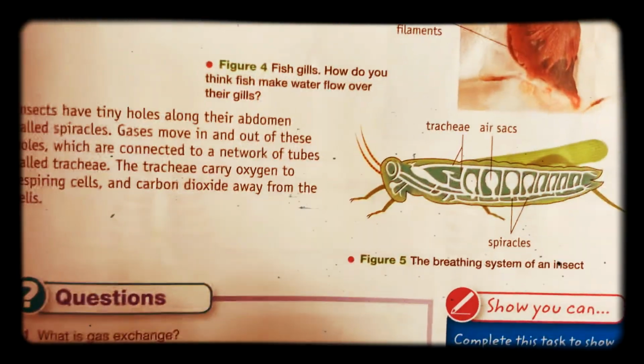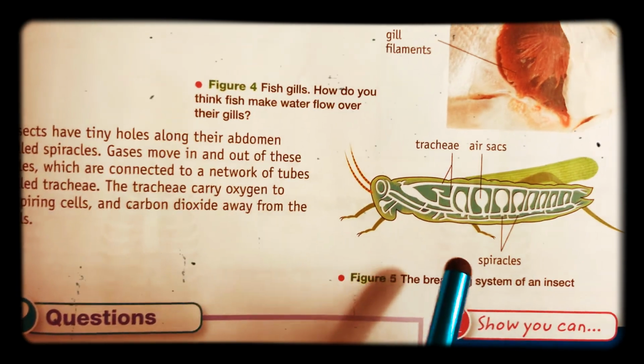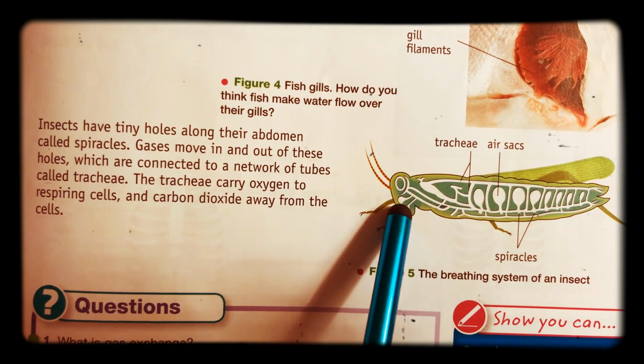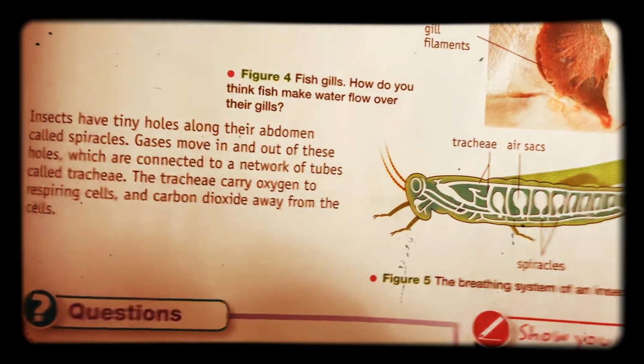Now insects also have tiny holes along their abdomen called spiracles. Here are the spiracles. Gases move in and out of these holes, which are connected to a network of tubes called trachea, and that carries oxygen to respiring cells and carbon dioxide away from the cells.